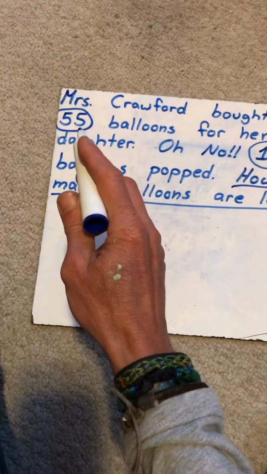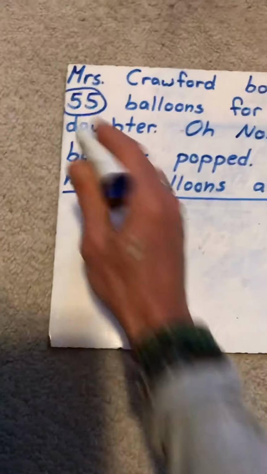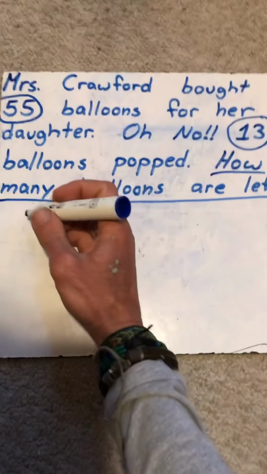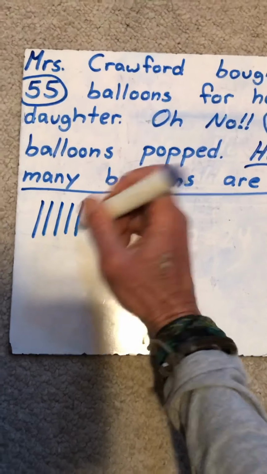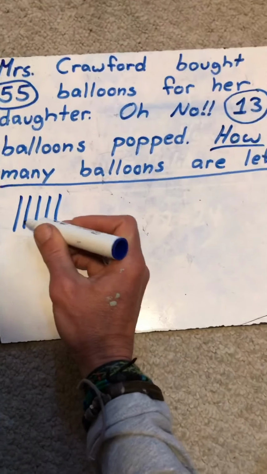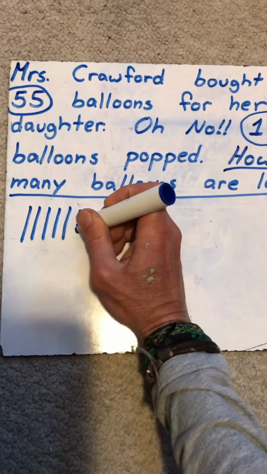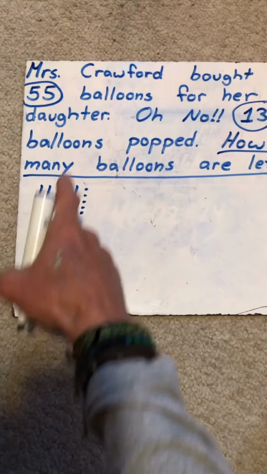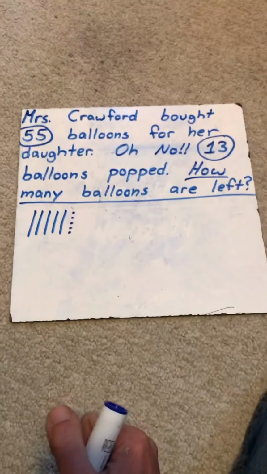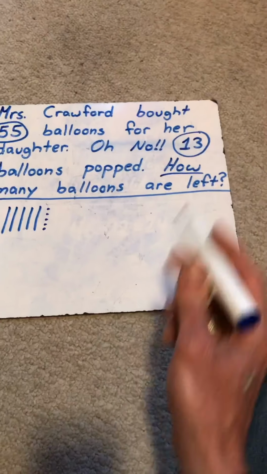Let's start with 55. And remember our 10 sticks. How many 10 sticks do we need for 55? 10, 20, 30, 40, 50. 10, 20, 30, 40, 50, 51, 52, 53, 54, 55. 50 and 5. 55 balloons for Mrs. Crawford's daughter. And what happened?